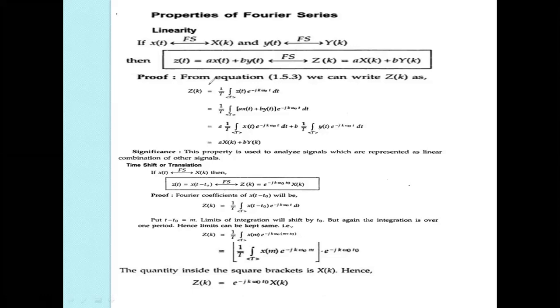In this linearity property, the statement says that if x of t has Fourier series coefficients x of k, and y of t has Fourier series coefficients y of k, then you can prove that z of t equal to a times x of t plus b times y of t has z of k equal to a times x of k plus b times y of k. To prove this, you can use the analysis equation.